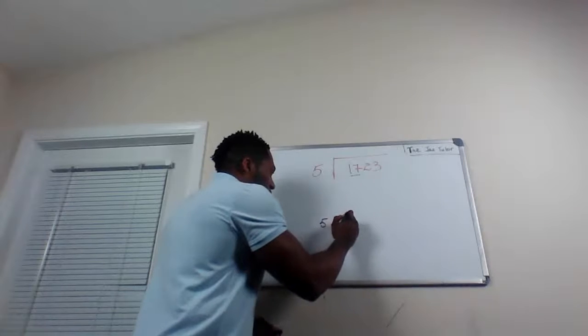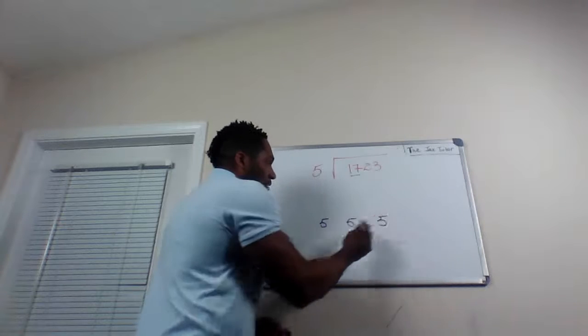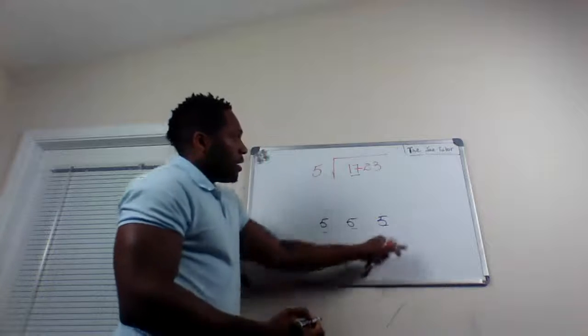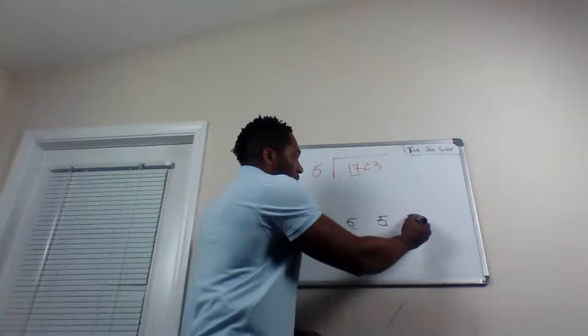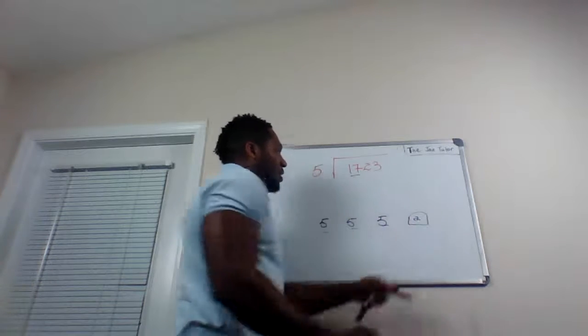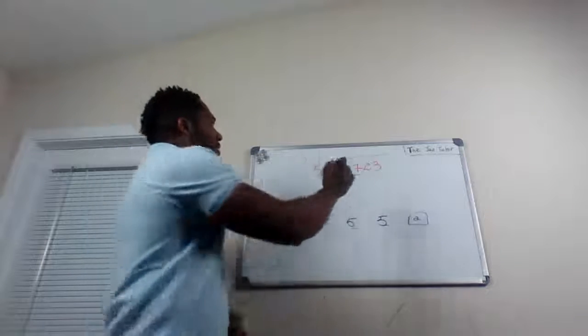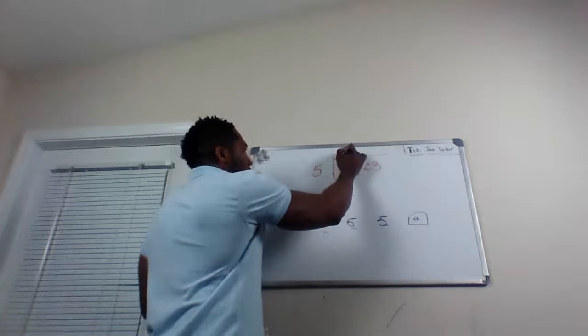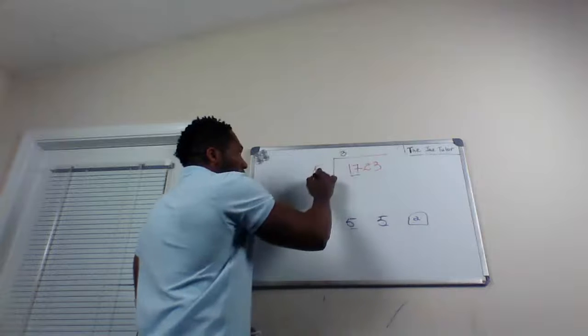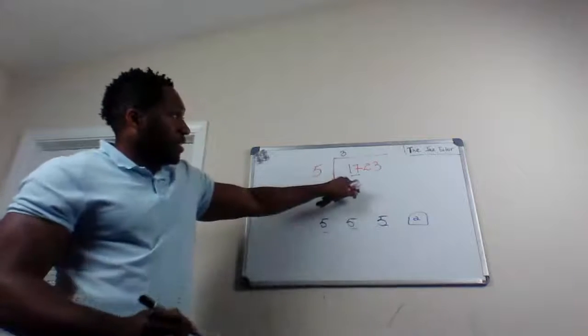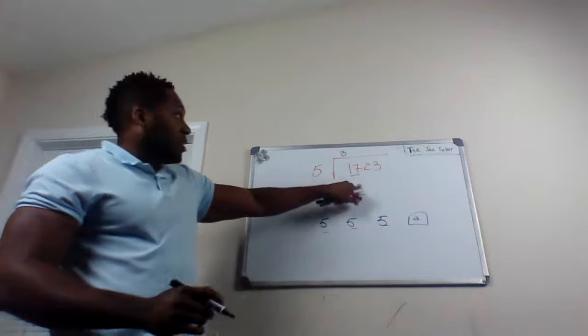So let's say I have 5, another 5, another 5. That gives me 15. So it's 17 right here, so I have 2 left. So that goes into 5 3 times. 3 times 5, 15, 17.